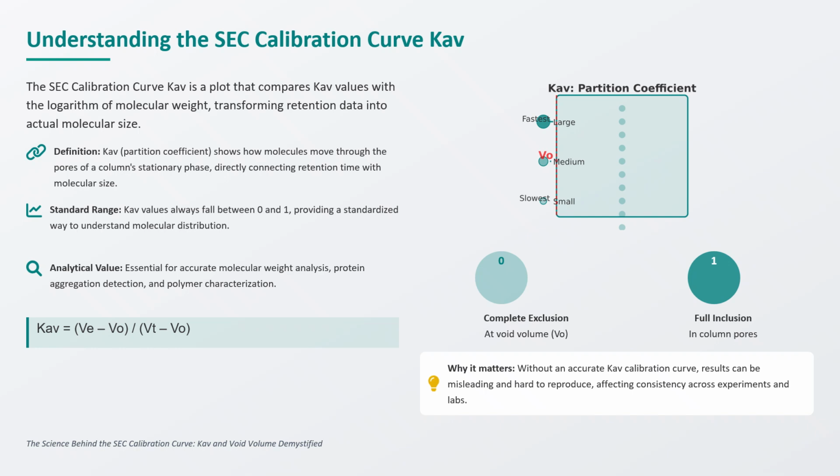A CAV of 0 means complete exclusion. The molecule is too large to enter any pores. A CAV of 1 means full inclusion. The molecule accesses the entire pore volume. Every real analyte falls somewhere between these two extremes. The beauty of CAV is that it normalizes retention behavior. Instead of comparing raw elution volumes, which vary between columns, it allows results to be transferred, reproduced, and understood consistently. Without CAV, SEC results become column-specific and hard to compare.